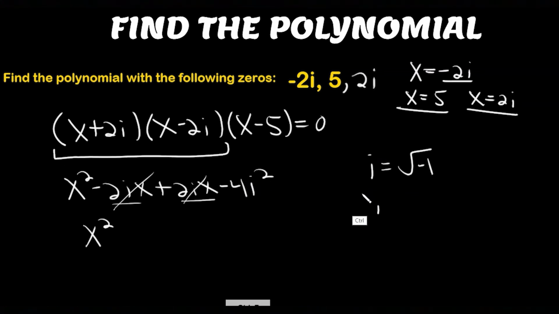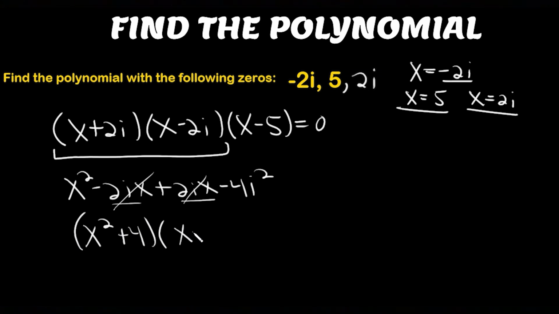So let's go ahead and get rid of this here. We're going to rewrite it as not a negative 4i squared, but a positive 4, because we just talked about it, right? Because again, it's negative 4 times negative 1, so positive 4. There we go. And now we have this binomial here, x minus 5. We're going to go ahead and FOIL that out, and then we'll be done.